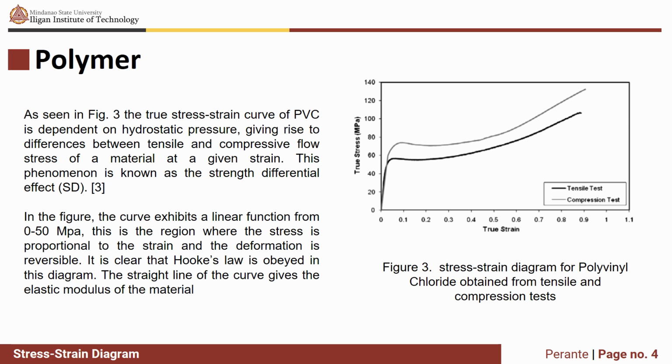From 0 to 50 megapascals, we can see that it shows a linear behavior. This is where the stress is proportional to the strain and deformation is reversible. This shows that the diagram obeyed Hooke's law. Also, the straight line of the curve gives the elastic modulus of the material, and the maximum stress of the PVC is around 100 megapascals.